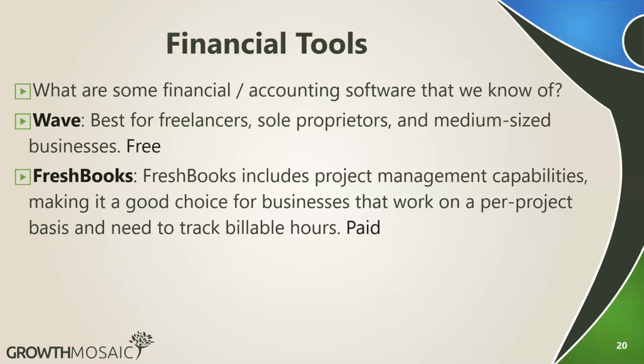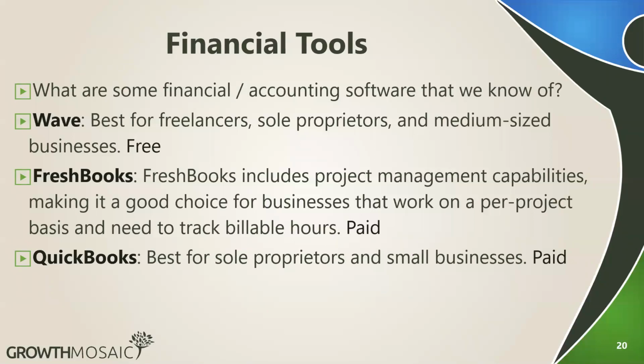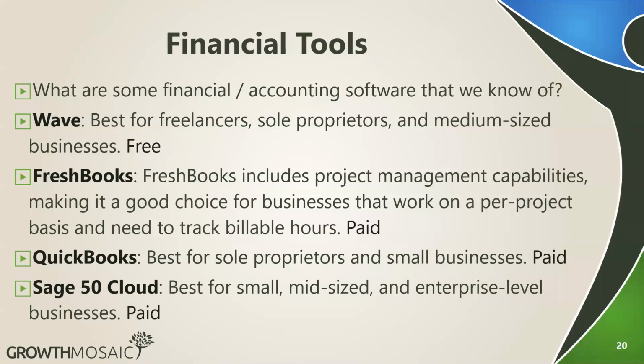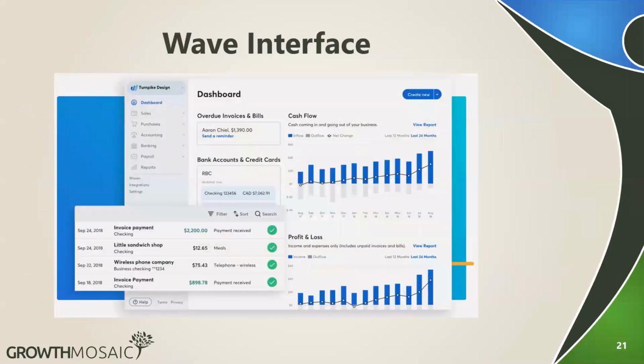So basically, these tools, we are just trying to explore. Some of them we could explore. And again, it would be on a company business by business basis to know which one works best for us. We also have QuickBooks, which is good for sole proprietors and small business, also paid. And there's Sage. So there are different Sage packages. One is the Sage 50 Cloud. It's good for small businesses, mid-sized and enterprise level businesses. And this is paid.